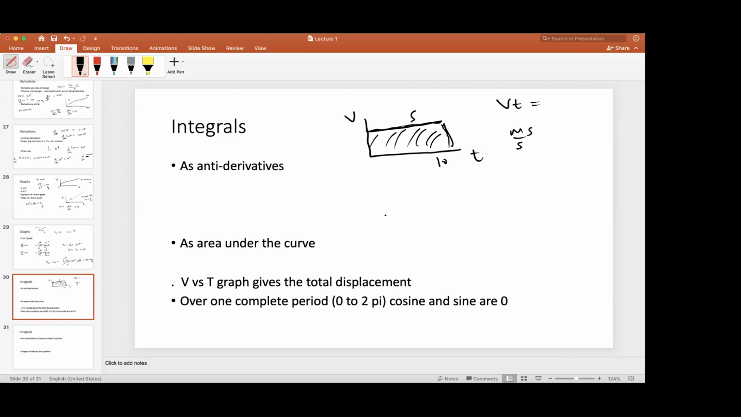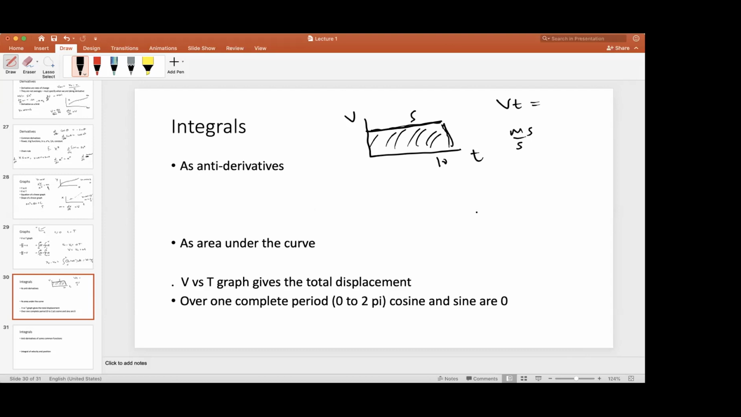That's important to know, okay? Just remember that when you're integrating, the area under the curve gives you the product of y and x on your graph. The slope gives you the derivative of y with respect to whatever x is, okay?